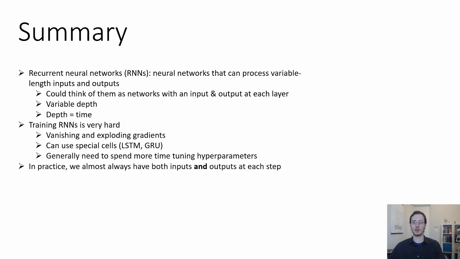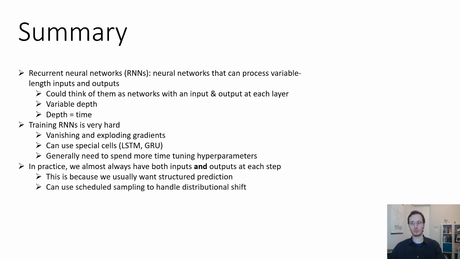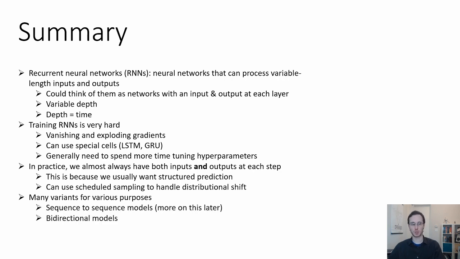In practice, we almost always have both inputs and outputs at each step. And this is because we usually want structured prediction. So if you want variable length outputs, you want to feed the previous outputs as inputs to allow the network to capture temporal dependencies. And then you can use scheduled sampling to handle the resulting distributional shift. There are many variants of RNNs for various purposes, sequence-to-sequence models, bidirectional models, and so on. And you can even RNNify a convolutional layer if you wanted to. So RNNs are a very flexible basic design. And this is the basic foundation that we'll build on when we talk about all sorts of applications of sequence models in later lectures.